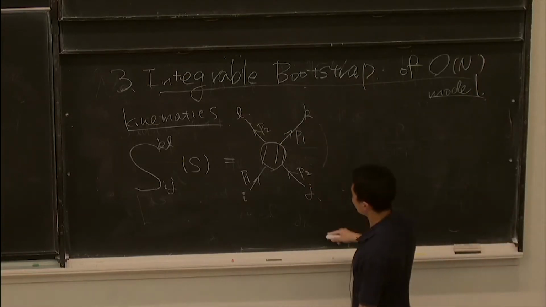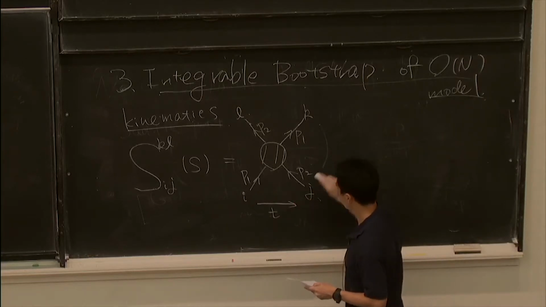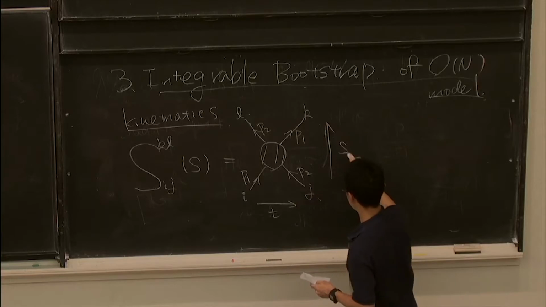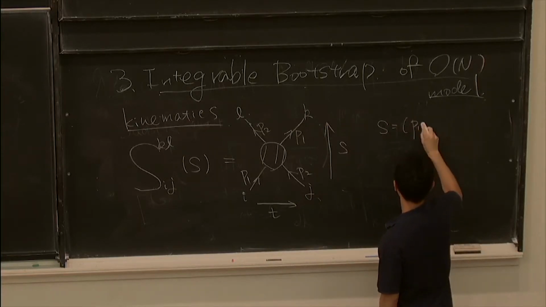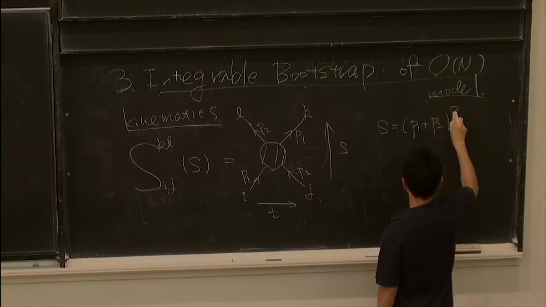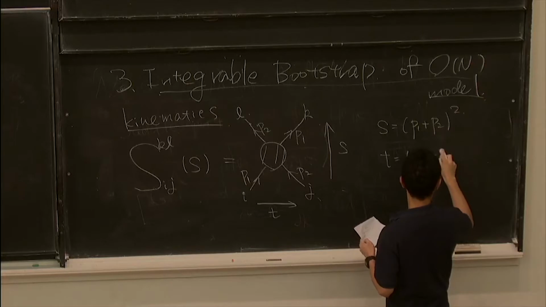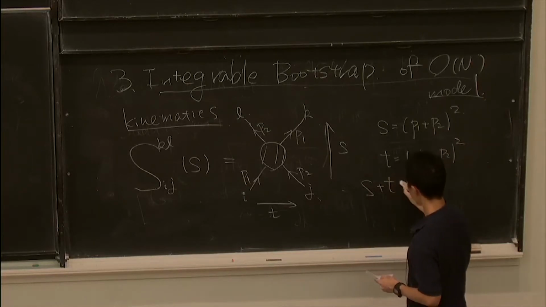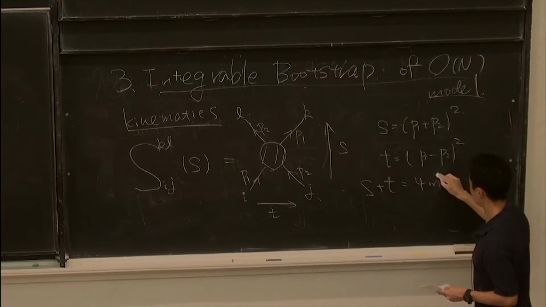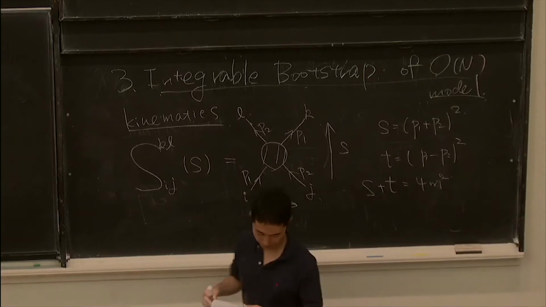So this is the definition. For me, this direction is the T channel, and this direction is the S channel. The Mandelstam variable S is defined in the usual way, and T is defined in this way. In 2D, there is no U channel, and S plus T just satisfies this.